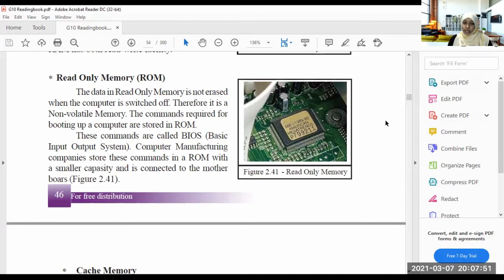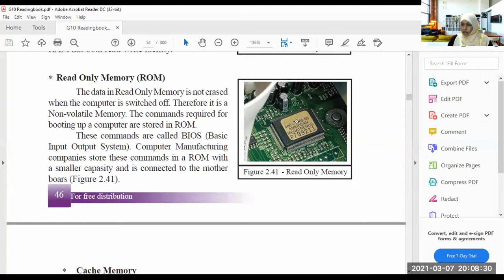Understood? So these commands are written by the computer manufacturing companies, or stored by them, in the ROM with a small capacity. It is not a big capacity like GB or TB capacities. No, it is very, very small because only the BIOS and the commands are written inside this ROM, and also it is only readable, not writable. And it is connected to the motherboard. As you see here, this is a motherboard, so it is connected. We can't take it out.